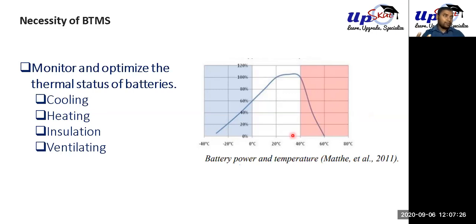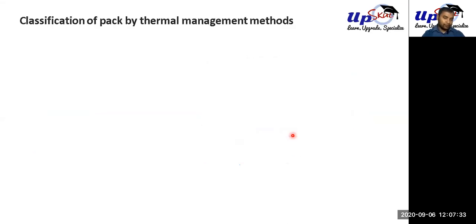And in lower temperature, charging and discharging reduces your battery backup, the capacity, the state of charge, if you can use the technical term. The technical term for the health of your battery is the state of health. This term specifies the current condition of your battery, what percentage of the original capacity remains. So the next one is the classification of packs by thermal management methods.